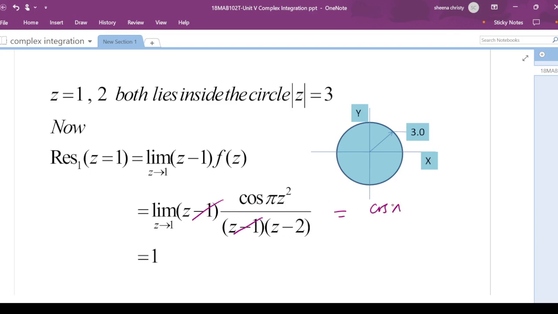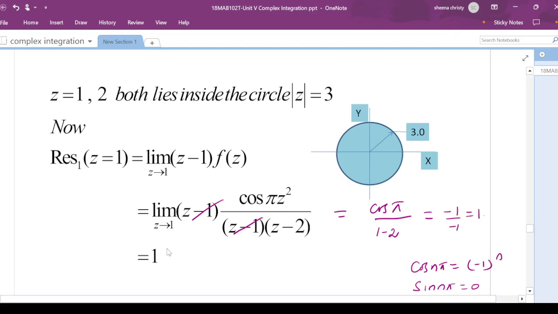You will get cos pi divided by 1 minus 2. We know that cos n pi is minus 1 to the power n and sin n pi is 0. So you are going to have minus 1 divided by minus 1, which gives you 1. Hence the residue at z equal to 1 is 1.